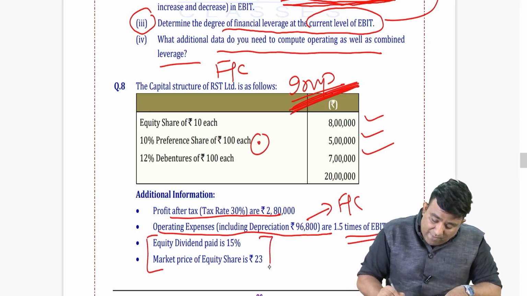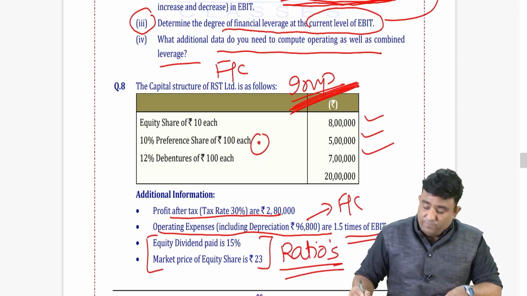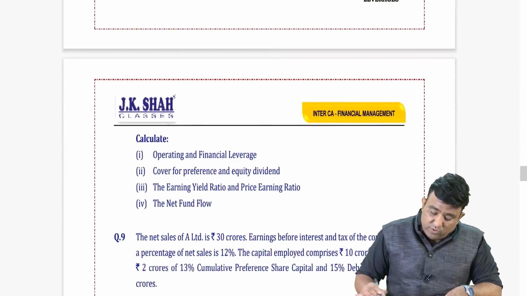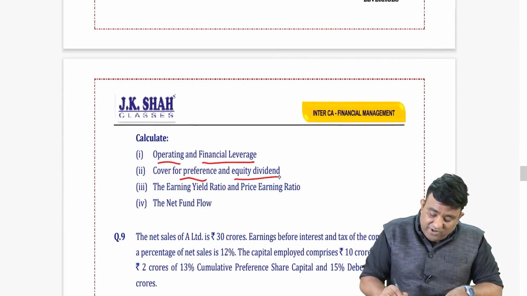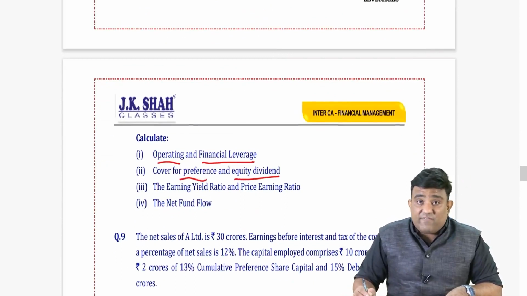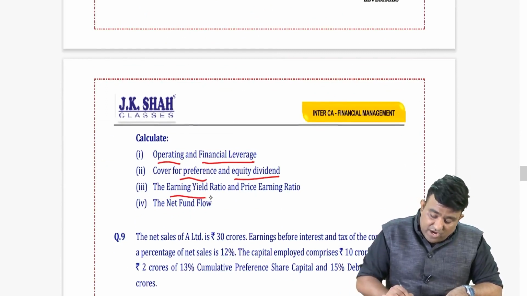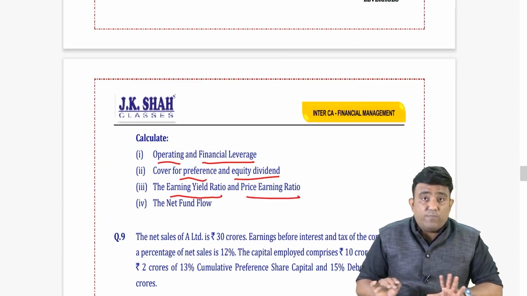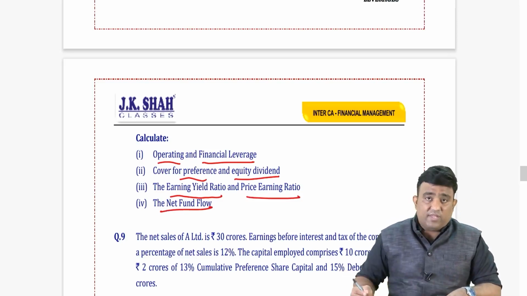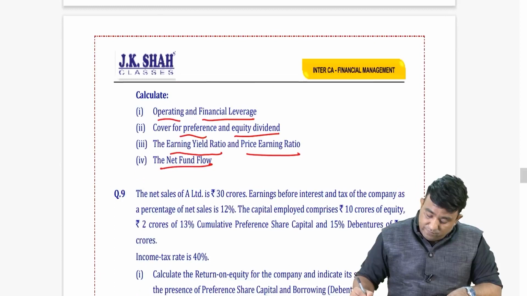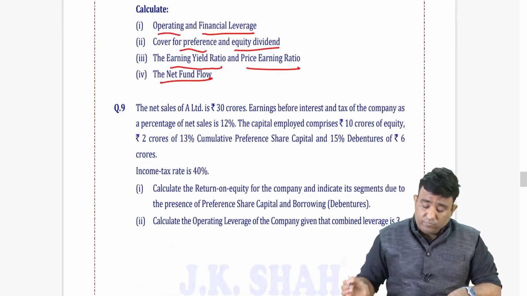This too will be applicable only for calculating the ratios, nothing to do with the leverage. And thereafter, what they've asked you is operating and financial leverage, easy for you. Cover for preference and equity, that is preference dividend coverage and equity dividend coverage. Earning yield and price earning ratio, pure ratios, and fund flows. What you have learned in ratios is one and the same. Fair enough?